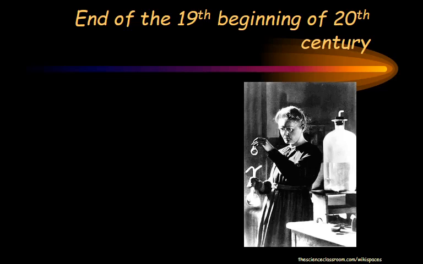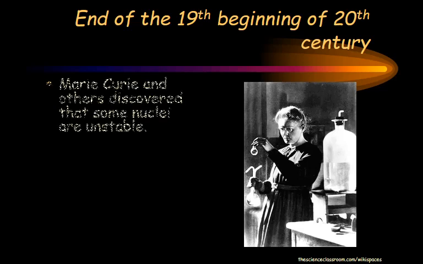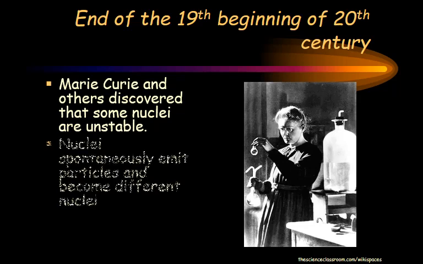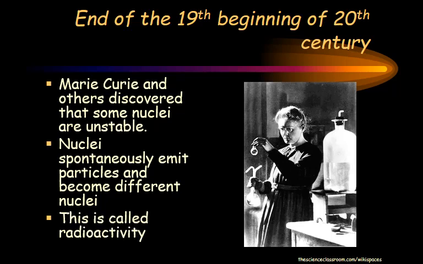So at the end of the 19th and beginning of the 20th century, we started to discover what's going on with nuclei in more detail, and Marie Curie was very instrumental in helping us understand what's happening. She and other scientists discovered that some nuclei are unstable, and those nuclei emit particles and become different nuclei. And this is radioactivity.